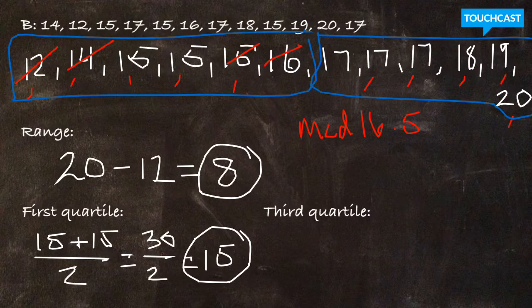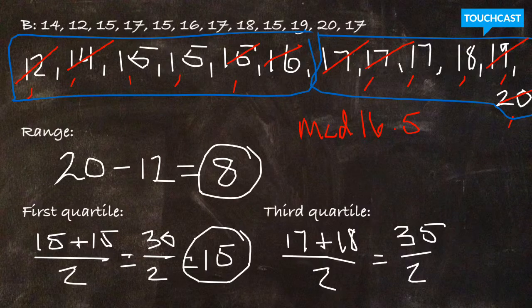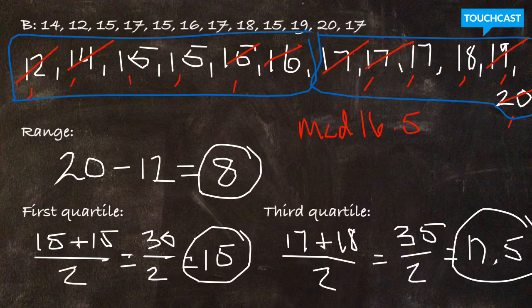So our first quartile is 15. Let's look for our third quartile. We can cross off the 17, the 20, a 17, a 19. So we're going to be between 17 and 18. We're going to have to add 17 plus 18 and divide that by 2. It's going to give me 35 divided by 2, which is 17.5. So our third quartile is 17.5.